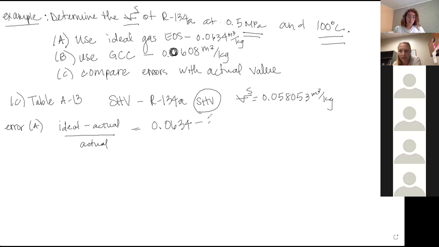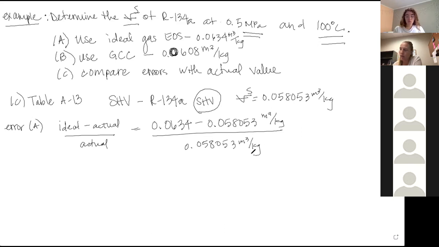0.0634 minus 0.058053 cubic meter per kilogram over 0.058053 cubic meter per kilogram. So some people say where you're going minus where you're coming from over where you're coming from. There's a lot of different ways of doing this error equation, but like what you think minus what you know over what you know, whatever makes the most sense to you, you don't have to stick with my terminology. All right, so this error here is 10.76%.